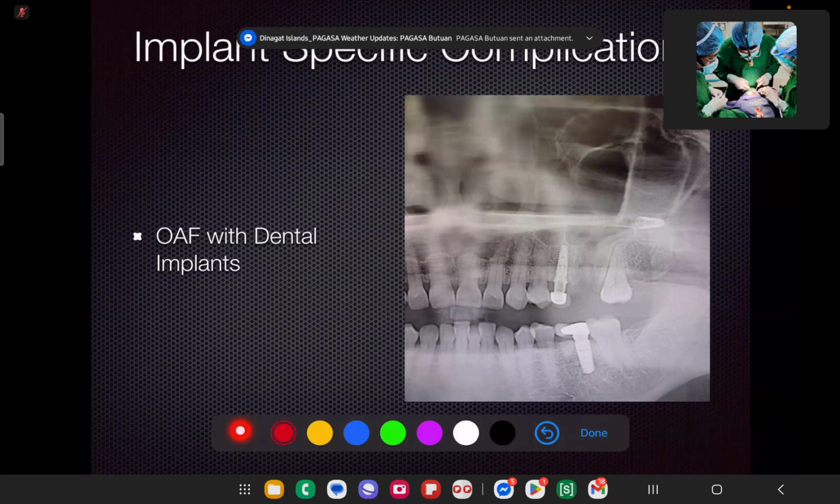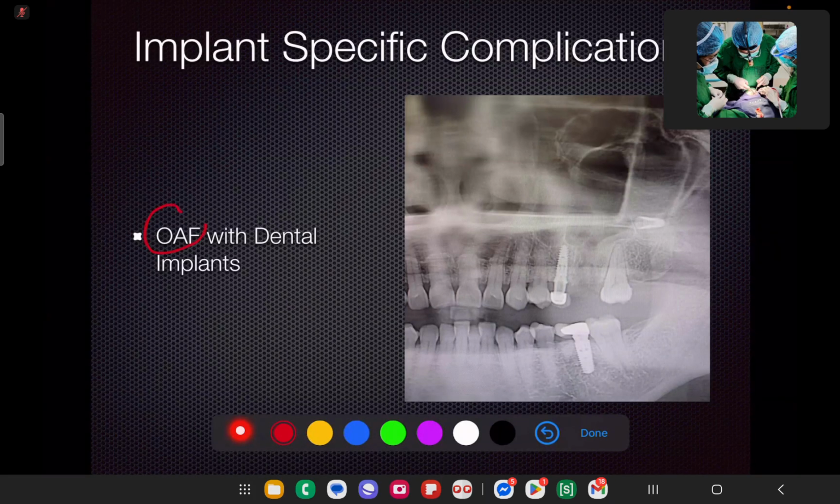So there would also be issues of implant-specific complications, and one of them is an oroantral fistula, or the insertion of your dental implant into the maxillary sinus cavity. So the dentist was trying to put the implant here. During the drilling it was okay, but after the drilling, when he was trying to put in the implant, the implant was gone. Basically, the implant is there in the posterior part of your maxillary sinus.